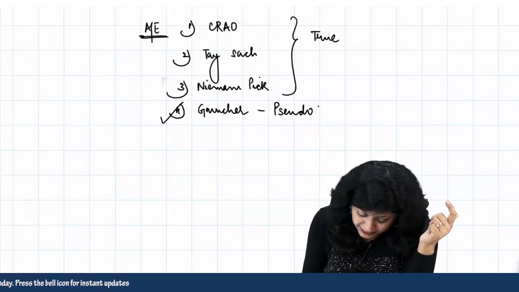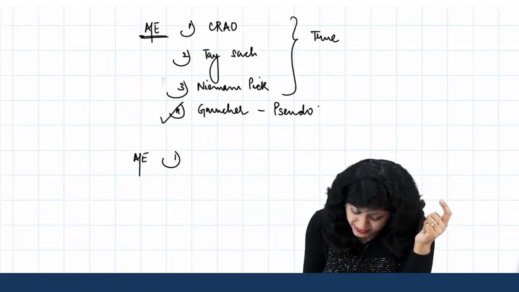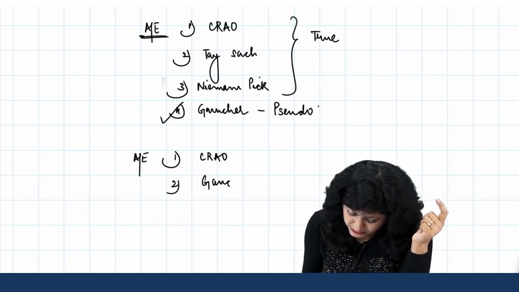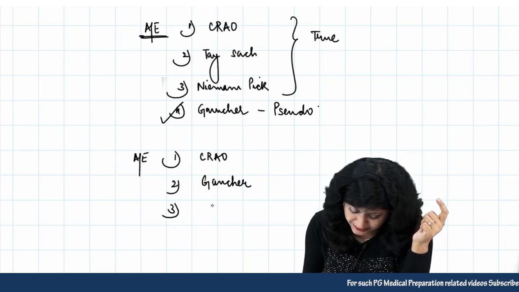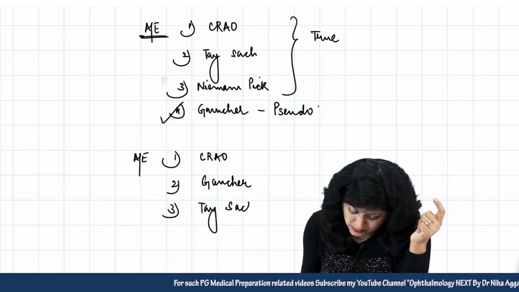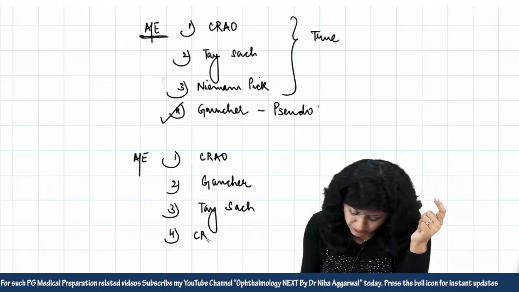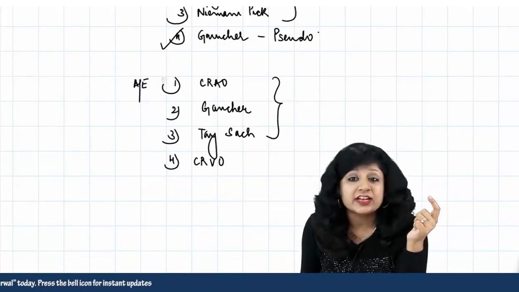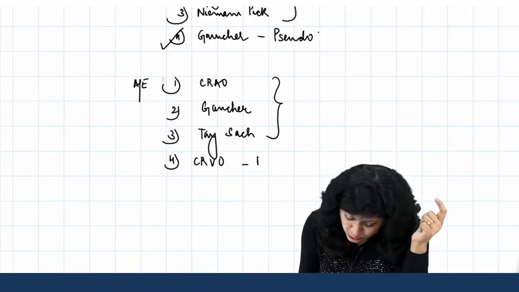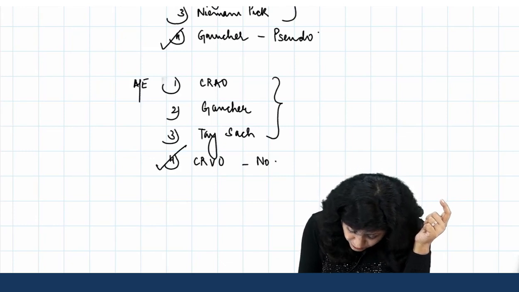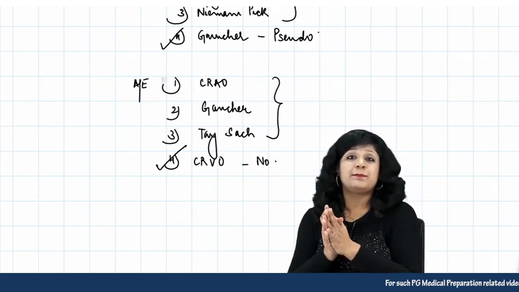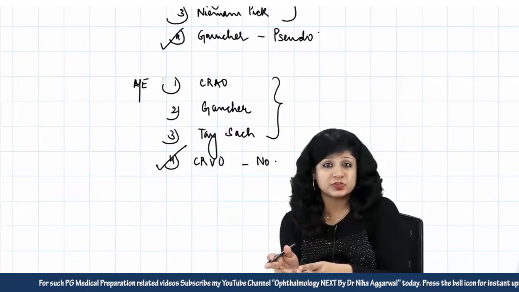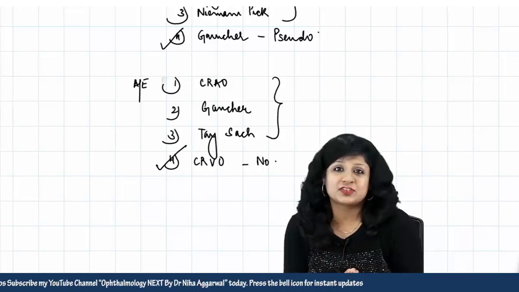But another time they asked all except, and now they said CRAO, then they said Gaucher's, and then they say Tay-Sachs, and fourth is CRVO. Now how to decide now? So these all are at least showing cherry red spot, but here there is no cherry red spot. So answer this time was this. So basically it depends upon the options. Same question may have different answers depending upon the options. Entire options make the questions relatively tough.